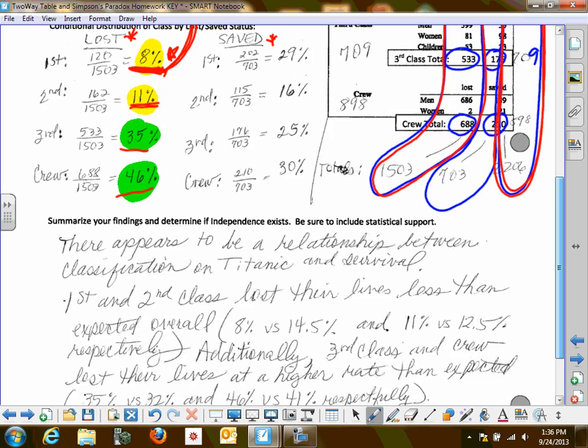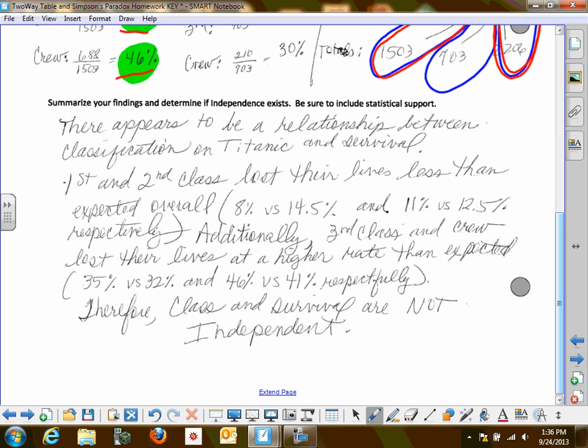Okay? And so, here's the thing. Does it appear as though classification and survival is connected? Yes. So, there appears to be a relationship between classification on the Titanic and survival. Okay, so that's your relationship sentence. Here comes my 2 statistical support sentences. And I remember I rolled 2 facts into 1. I said this: first and second class lost their lives less than expected overall.